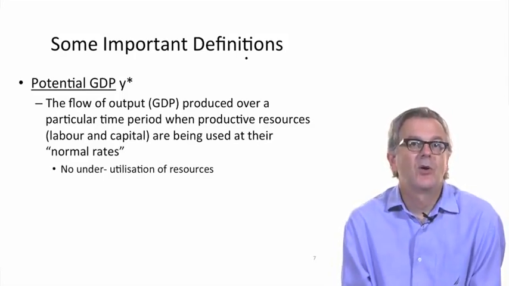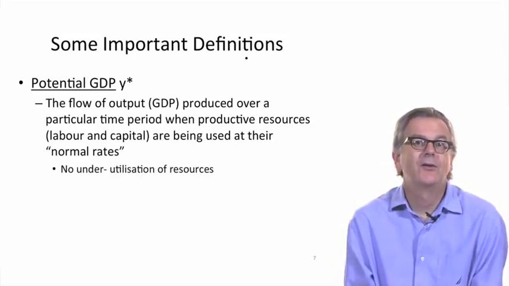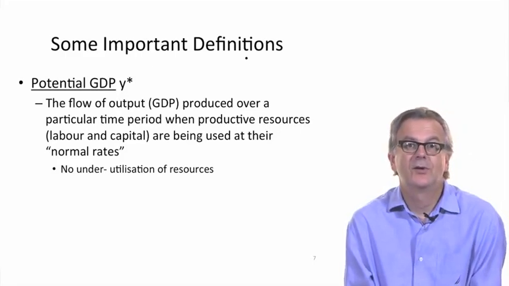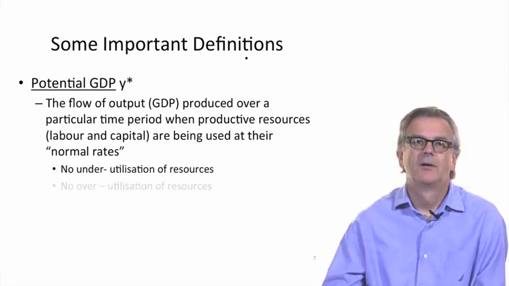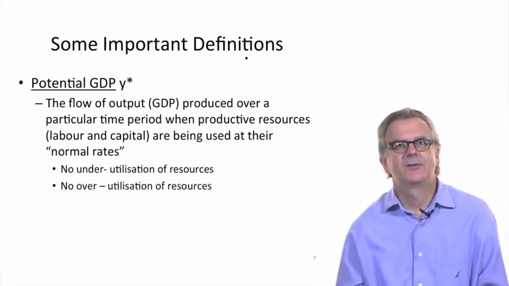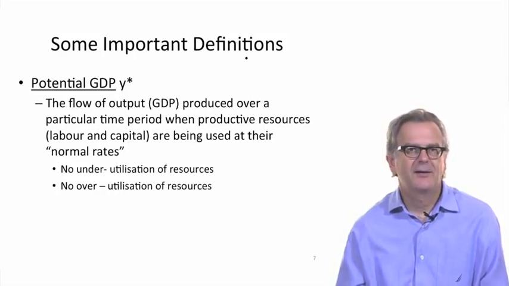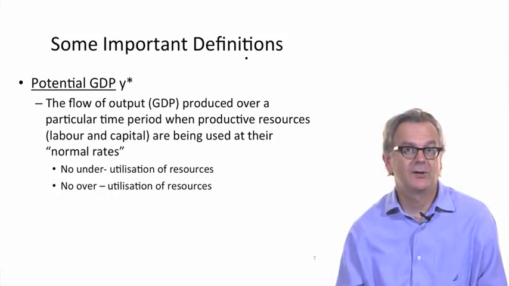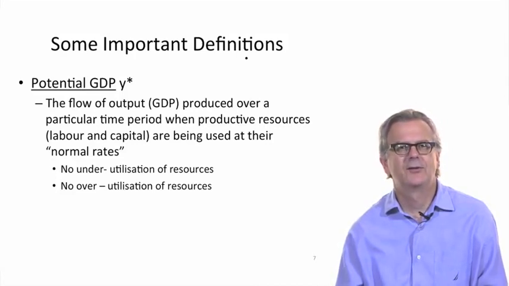Potential GDP is what we would observe when there is no underutilisation of resources, when resources are fully employed, for example. But it's also what we observe when there is no overutilisation of resources. Now, underutilisation of resources, I think it's pretty clear what we mean by that. If we have unemployment, for example, then that would be a situation where labour resource is being underutilised. What do we mean by overutilisation of resources?